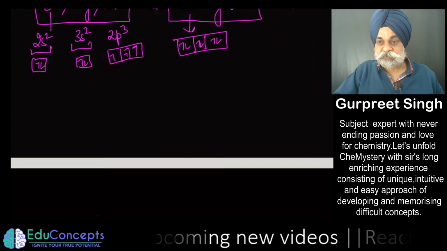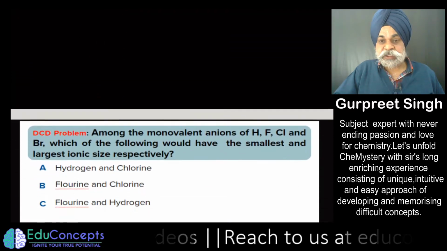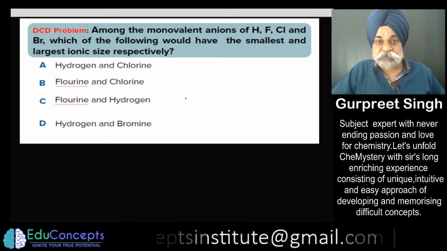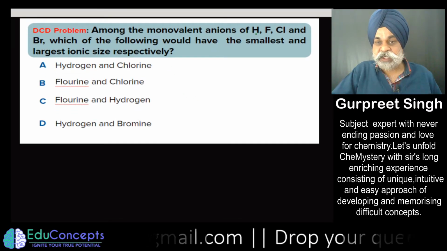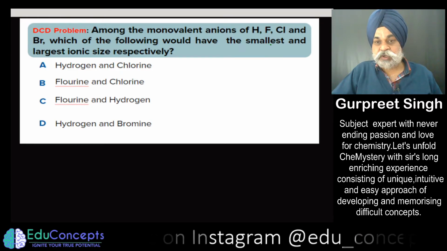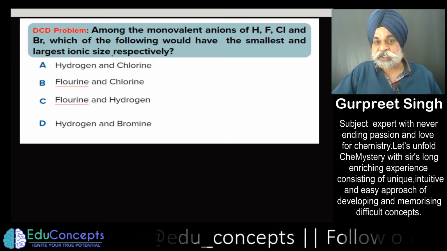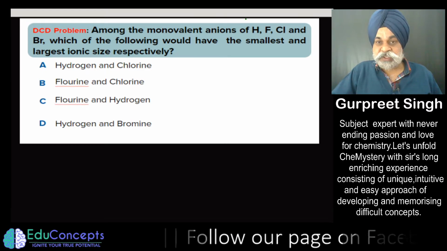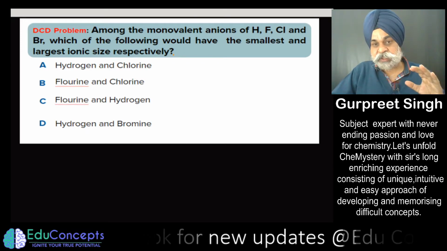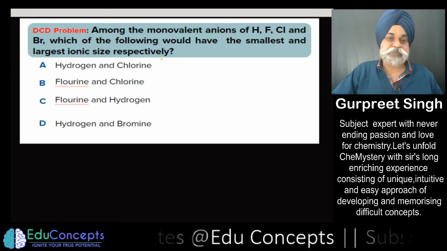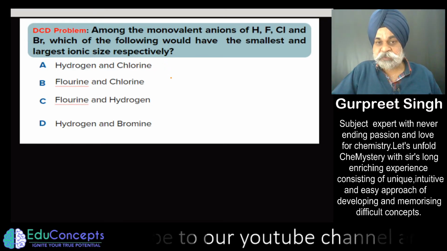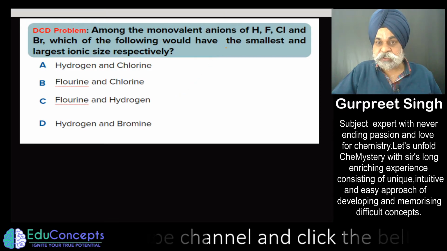And another one, which is also very interesting: just go through this question, then pause the video and try to solve it. Among the monovalent anions of hydrogen, fluorine, chlorine, and bromine, which of the following would have the smallest and largest ionic size? So first you have to see the question carefully and just try to do it. Hope you have paused the video and done this question. Now let me do it in my way.